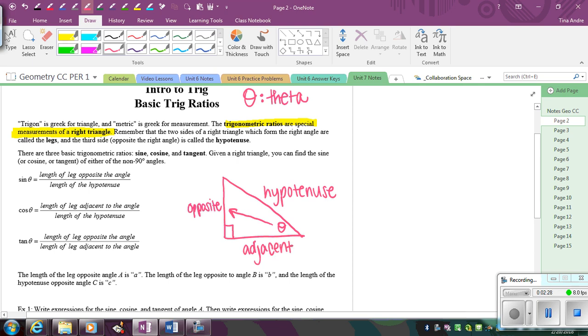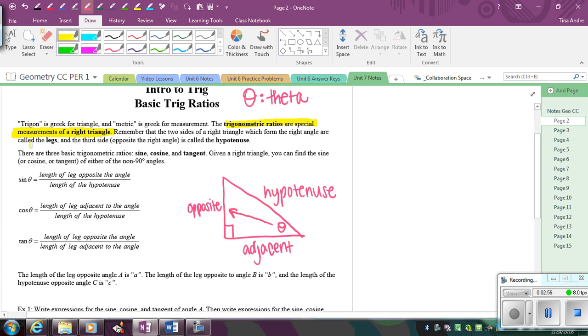So the hypotenuse will stay the same. That's always going to be the longest side, always across from that right angle. But the opposite and the adjacent are going to change depending on which acute angle we're looking at, where we have theta. Notice I keep saying which acute angle we're looking at. That means when we talk about sine, cosine, or tangent with this theta, we will never be using the 90-degree angle. That's an important thing here.